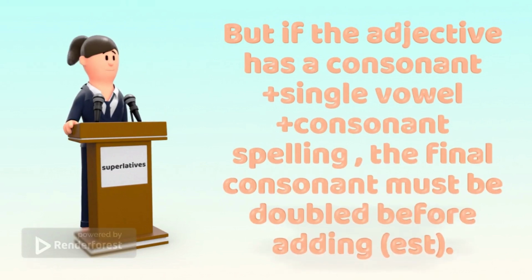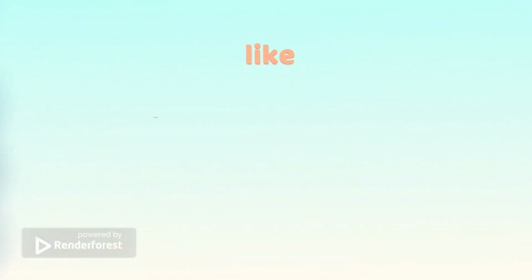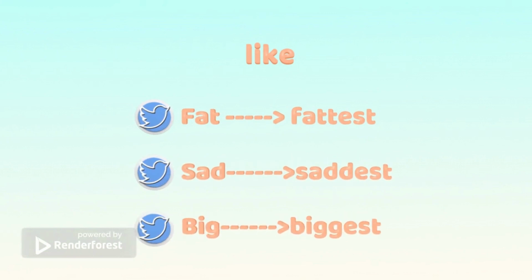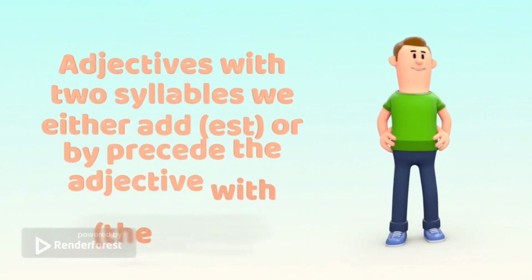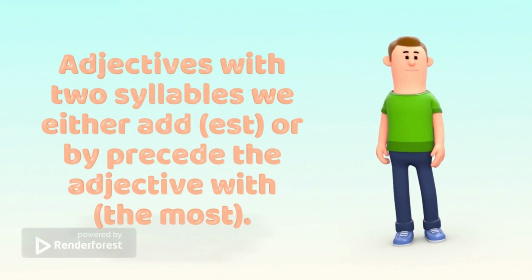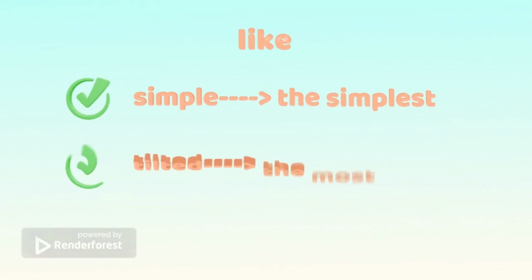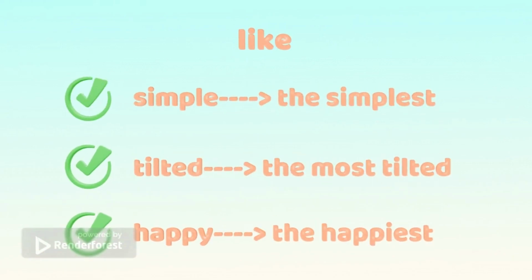But if the adjective has a consonant plus single vowel plus consonant spelling, the final consonant must be doubled before adding est, like fat, fattest, sad, saddest, big, biggest. For adjectives with two syllables, we either add est or precede the adjective with the most, like simple, the simplest, tilted, the most tilted, happy, the happiest.